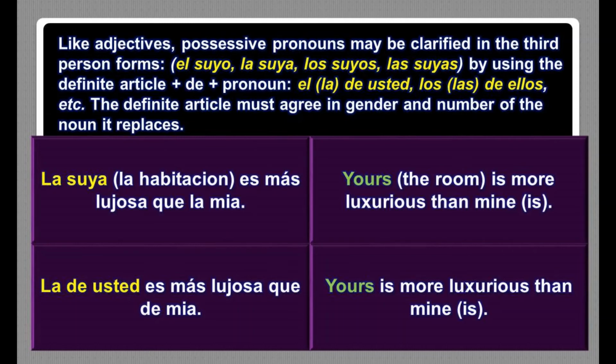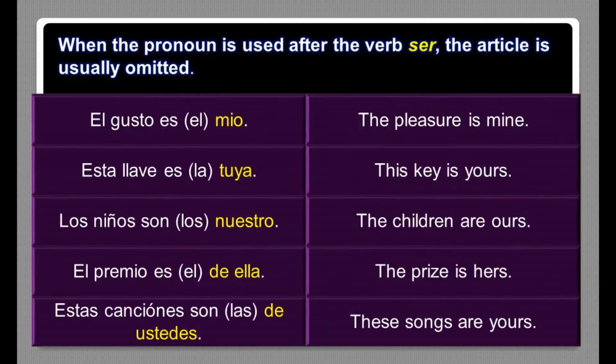But when the context of suya is not clear, such that it may mean él or ella or usted, there is a need to use the definite la de usted instead of the broad la suya. When the pronoun is used after the verb ser, the article is usually omitted. So to say the pleasure is mine, you can either say el gusto es el mío or drop el to have only el gusto es mío.